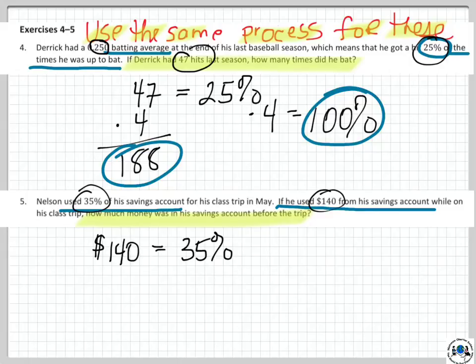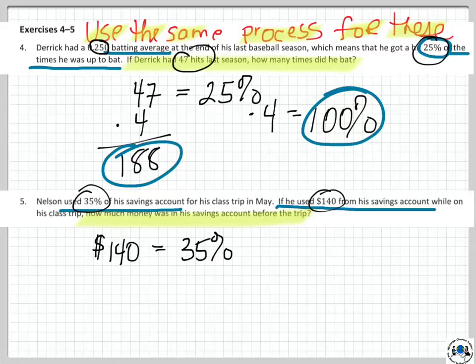All right, so here's Nelson. Looks like I didn't pause very much there. So Nelson used 35% of his savings account for his class trip in May. If he used $140 from his savings account while on his class trip, how much money was in his savings account before the trip?